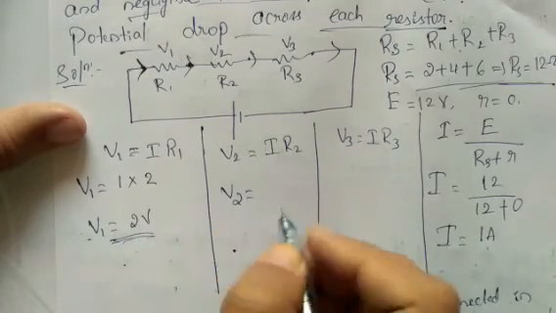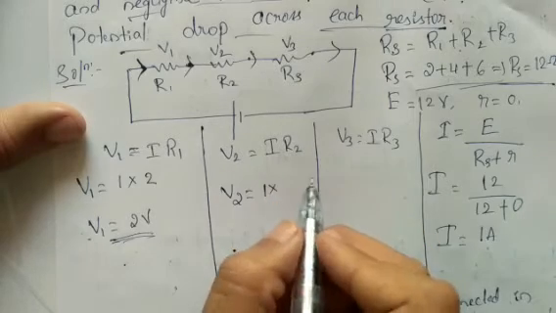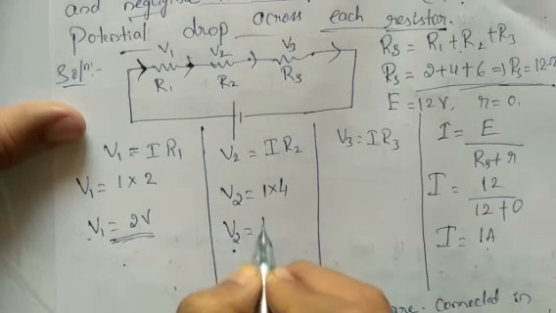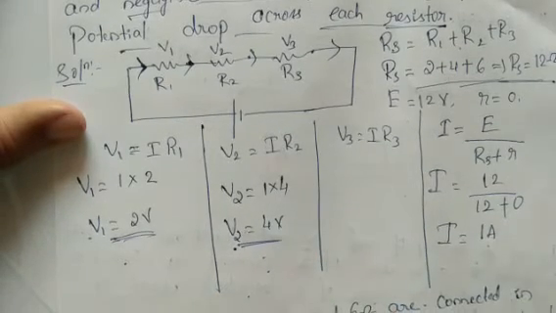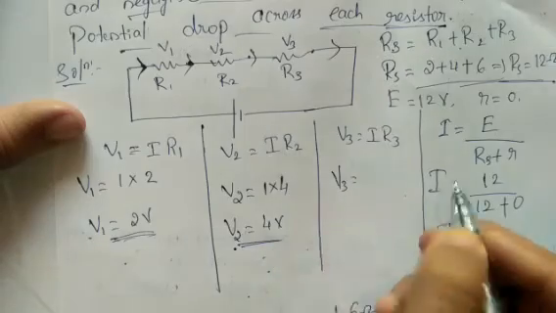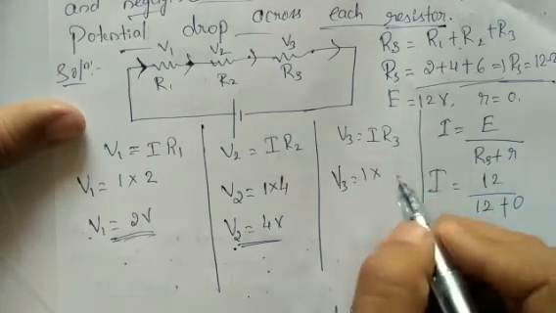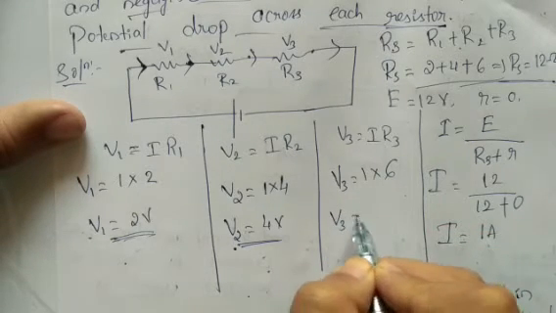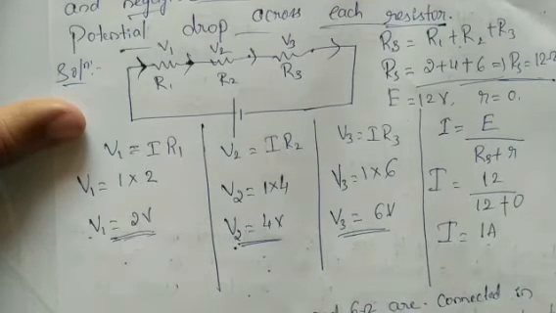Similarly, V2 is equal to the current of 1 ampere times the resistance of 4 ohms, so the potential drop is 4 volts. Similarly, V3 is the current of 1 ampere times the resistance of 6 ohms, which is entirely 6 volts of potential drop.